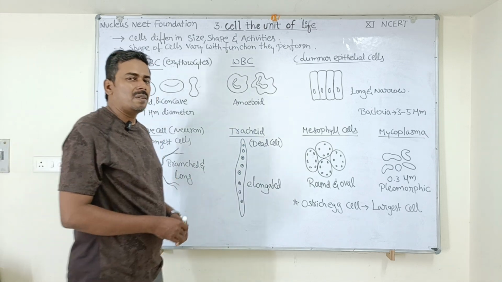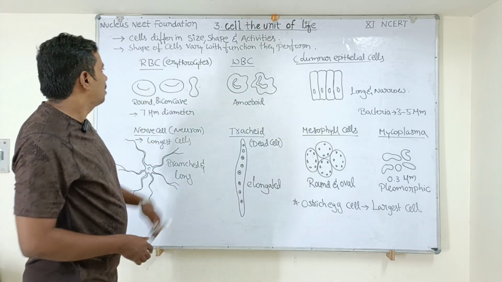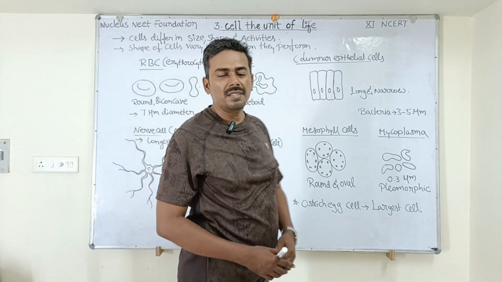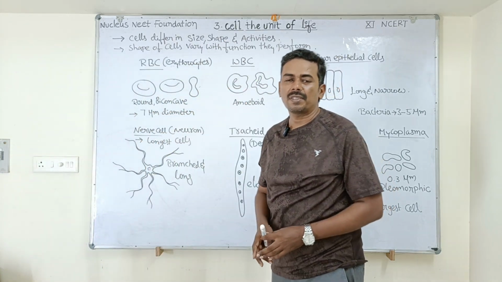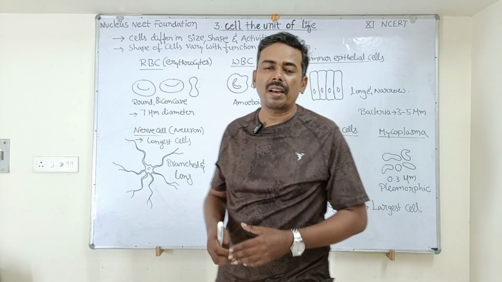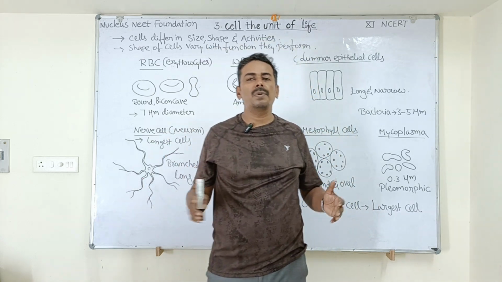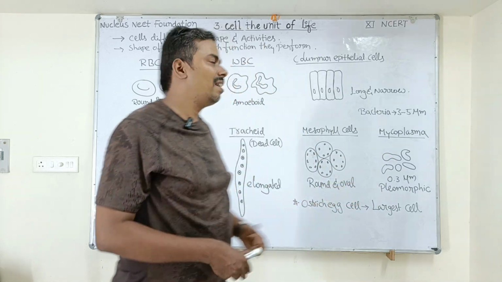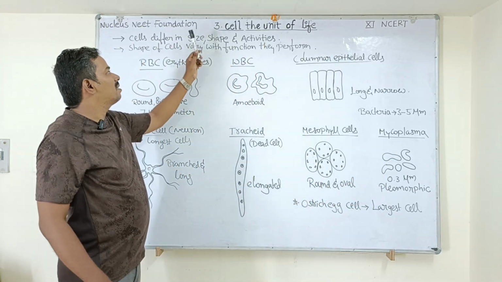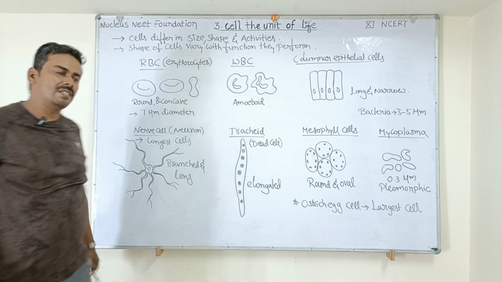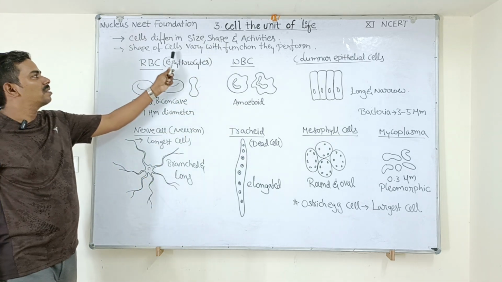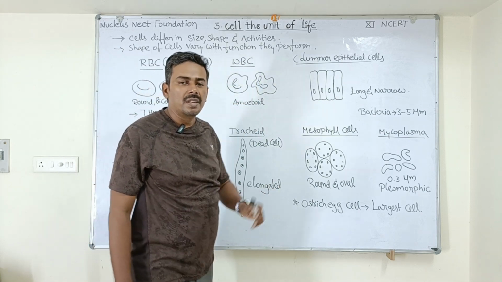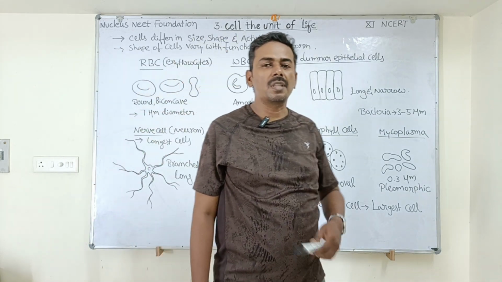Students, now let us discuss about different shapes of cells. Cells differ in size, shape and activities. Just like we human beings, we occur in different sizes, different shapes and we do lot of different strange activities, right? Just like we human beings, the cells also show different sizes, different shapes and activities. The shape of the cell depends upon the function which they perform.